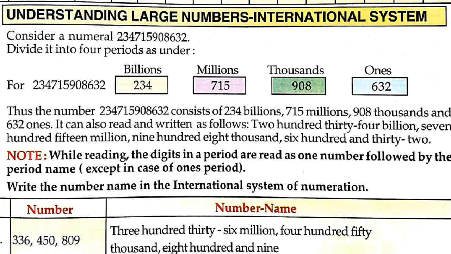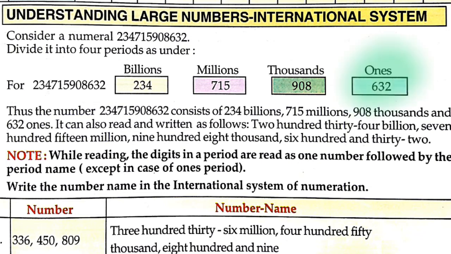Now consider another number: 2, 3, 4, 7, 1, 5, 9, 0, 8, 6, 3, 2. How many digits are there? 12 digits. First, we have to put commas according to the periods. The first comma goes in between 8 and 6. Next, put a comma in between 5 and 9, and between 4 and 7. So we separate it into 4 periods.